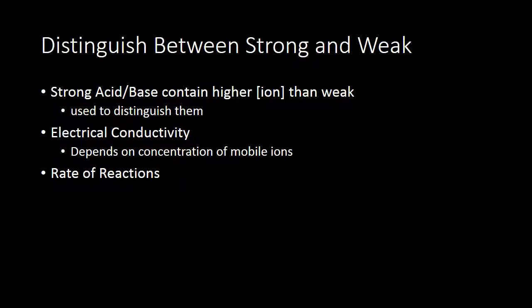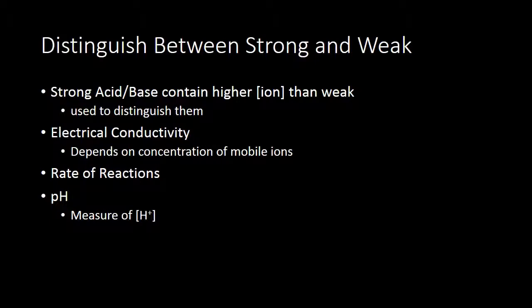You can look at the rate of the reaction, which strong is going to have an increased rate of reaction because it goes towards full dissociation. This is really important to understand for lab safety and what kind of acid or base you're working with, so you know what kind of safety precautions you need to take. But rates of reactions is not good for quantitative. It's only good for qualitative observations, but it is still there.